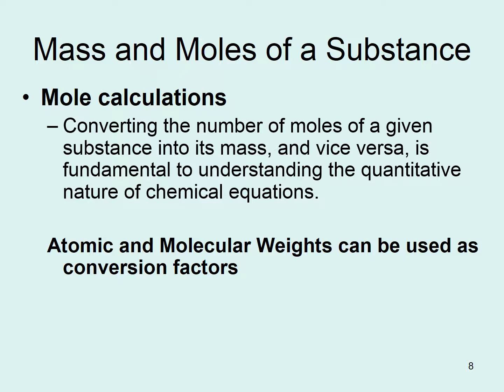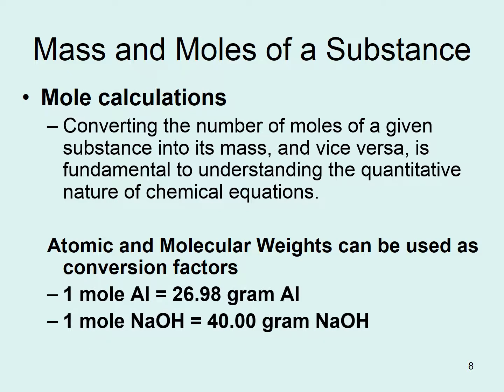All right, so like I said, our atomic weight or our molecular weight, depending on if you're talking about an atom or a molecule, can be used as a conversion factor because now we know, for example, that 1 mole of aluminum equals 26.98 grams of aluminum. So if you have 1 mole of aluminum, you weigh out 26.98 grams. But what if you don't want a mole? What if you want a half a mole? Well, obviously a half a mole would be 13.49 grams, half of that. And so this is our ratio or conversion factor.